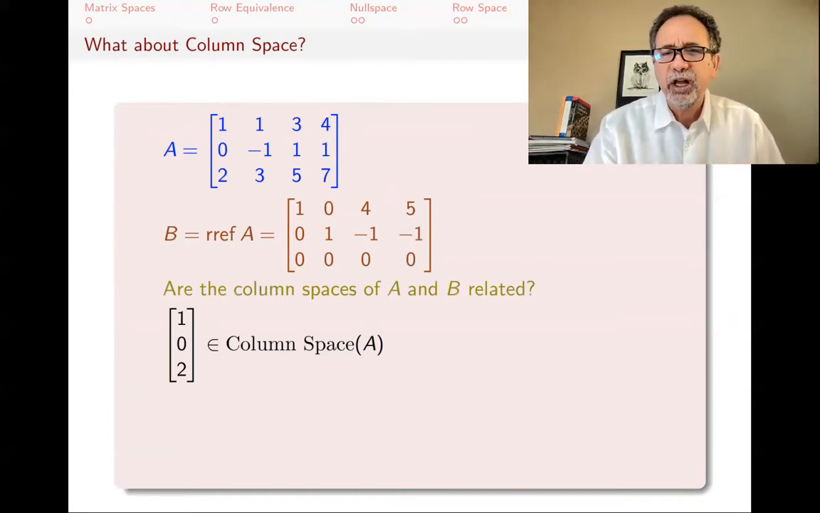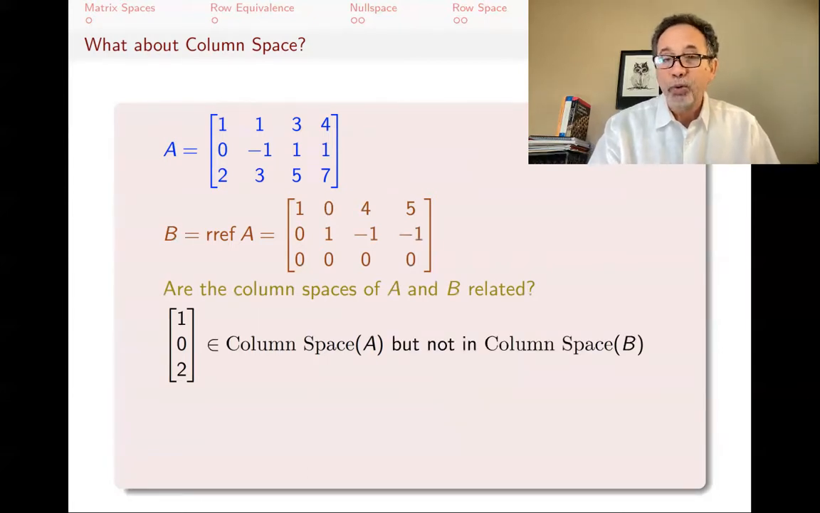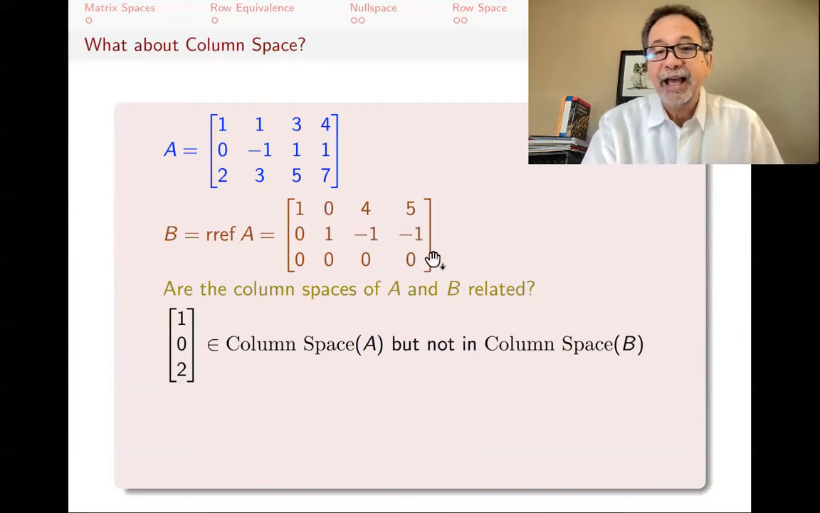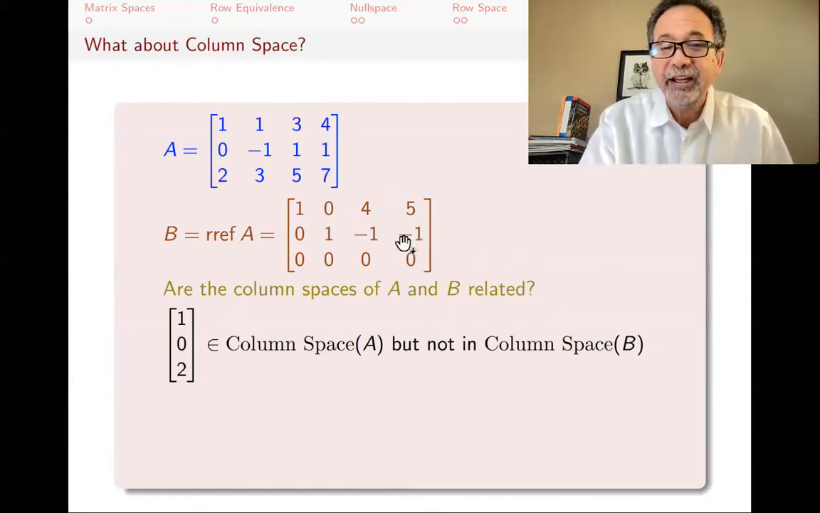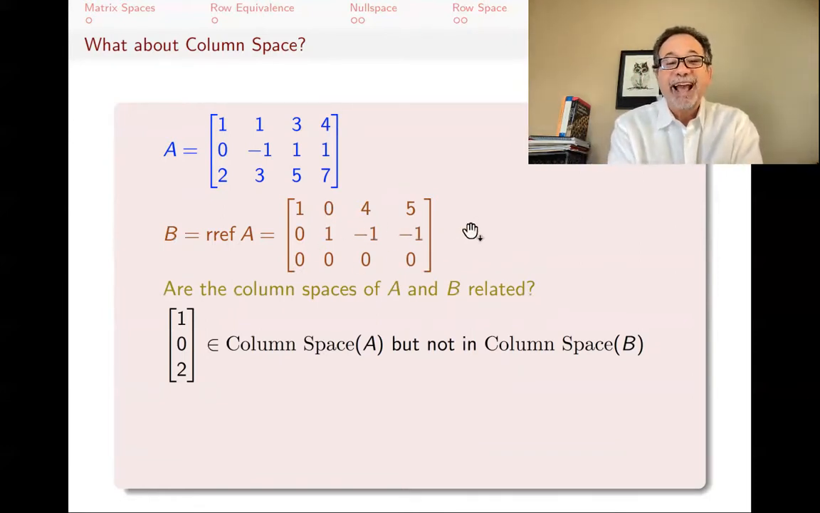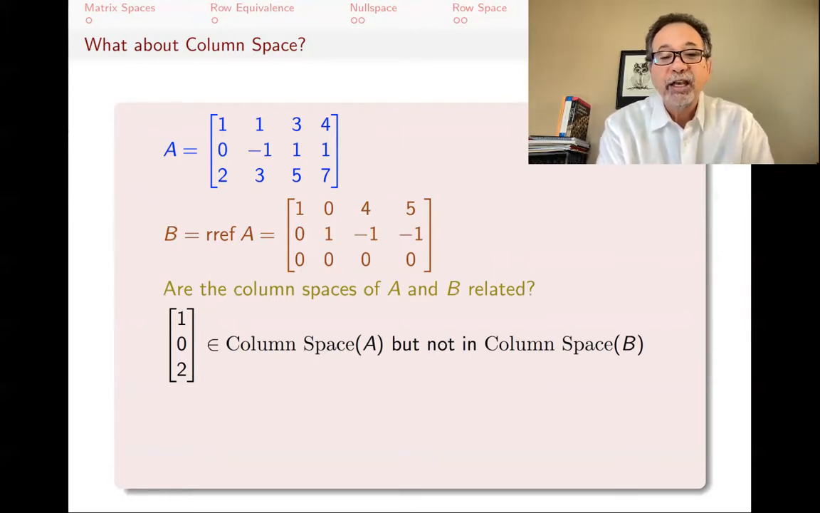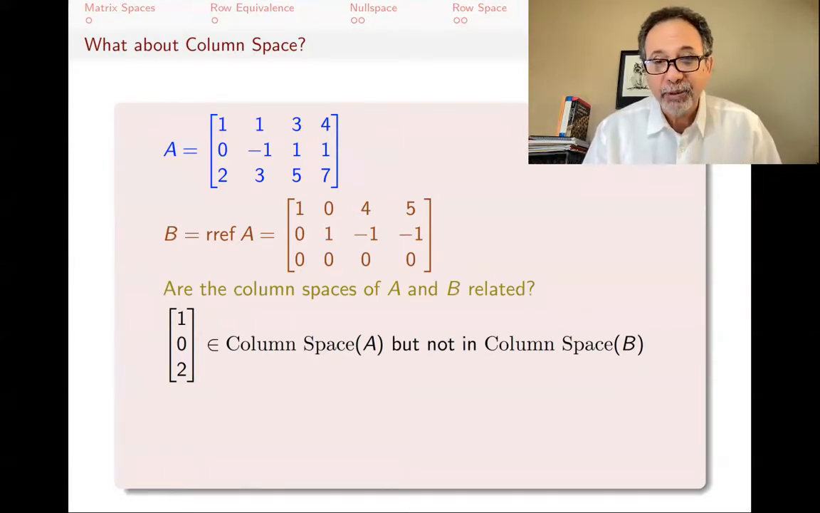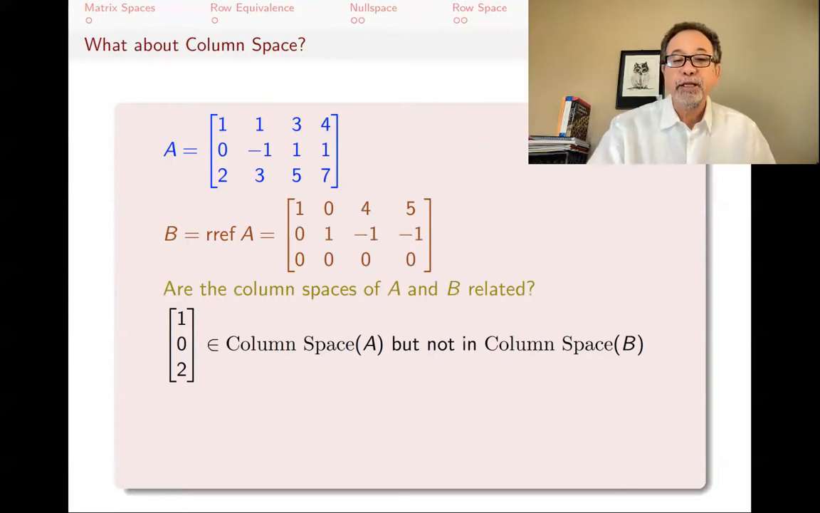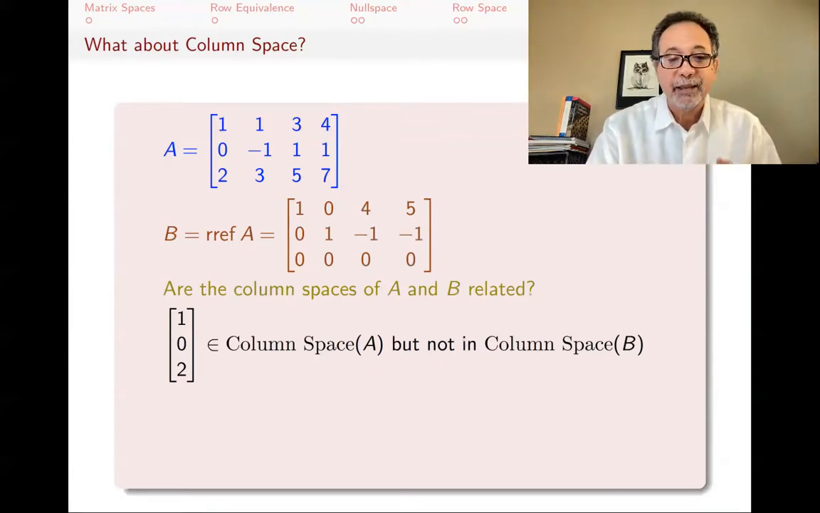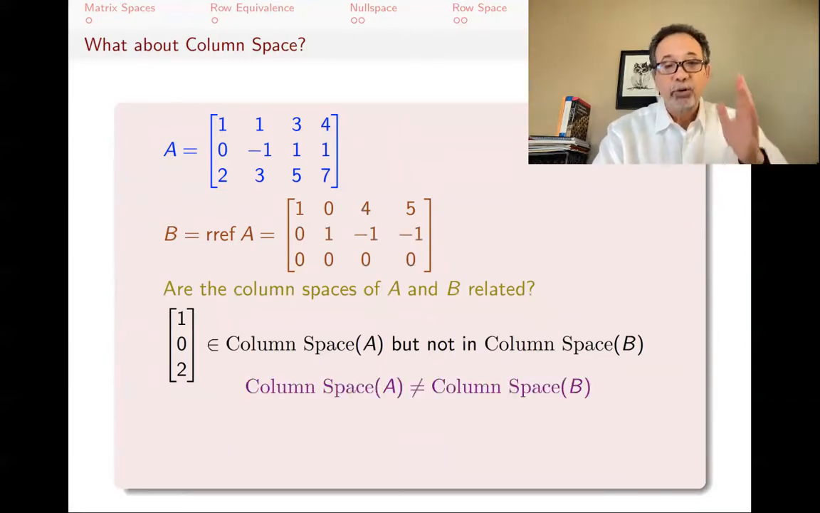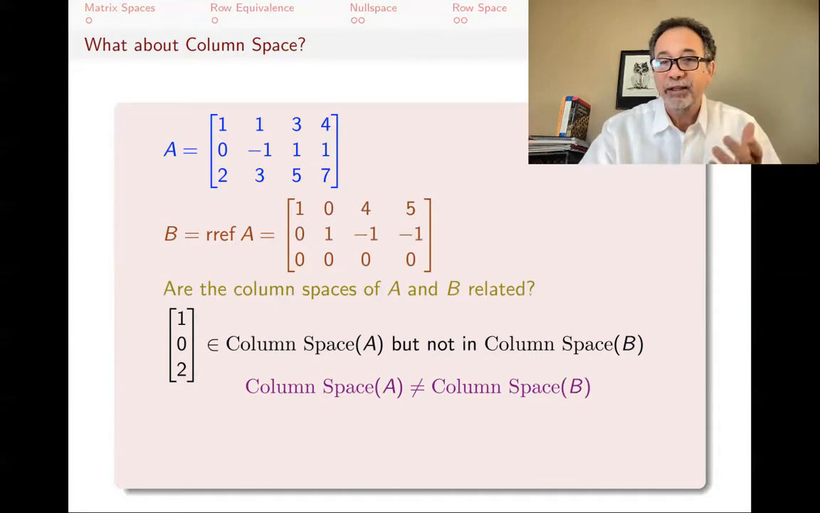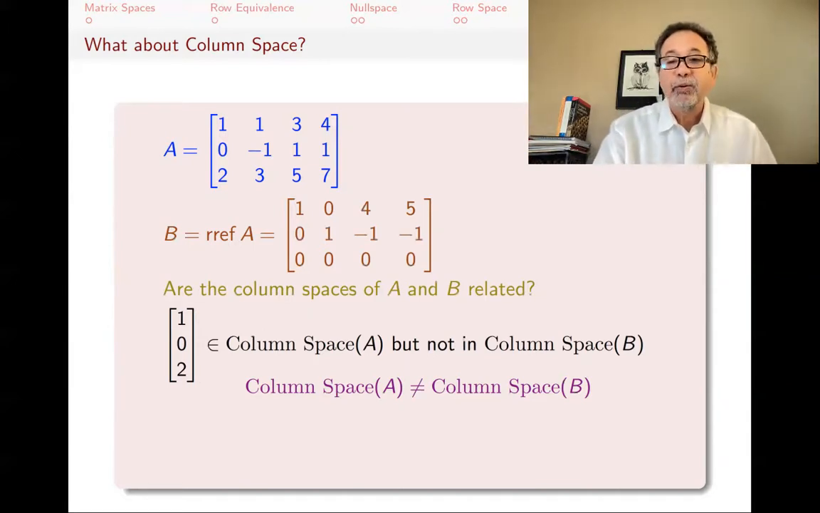Is (1, 0, 2) in the column space of B? No. Why not? Well, because if you look at the columns of B, they all have zeros in the last coordinate. There's no way to find a linear combination of columns of B and get a 2 as the last coordinate. So this vector is in the column space of A, but not in the column space of B. So the column spaces are not the same. Is all lost? No, all is not lost. In mathematics, we sometimes take things too far, but we usually don't settle for, well, that didn't work. We try to figure out, well, what does work?